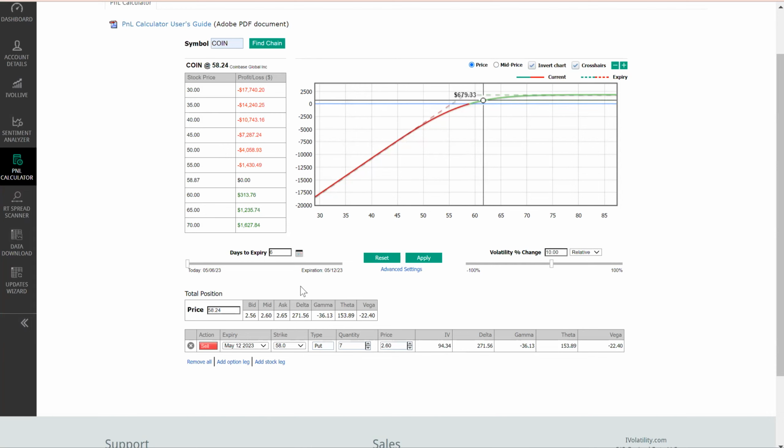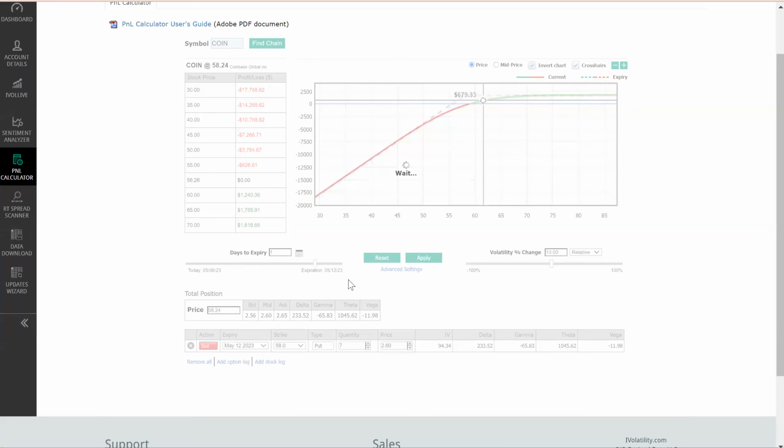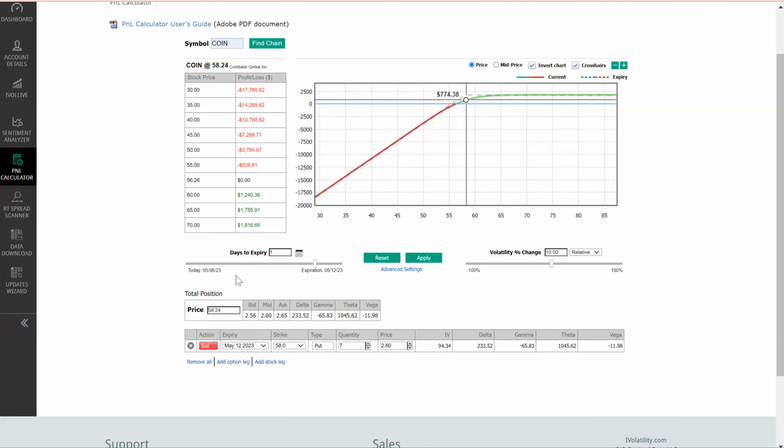The other things you could do is play around with days to expiration. So you could bring this cursor over. You could also see that went down to 4 days to expiration. You could also go here, and that's 1 day before expiration, and everything's updating in real time as you make those adjustments. You'll say, well, okay, what if Coinbase goes to 59 a share? Here we go, everything updates.